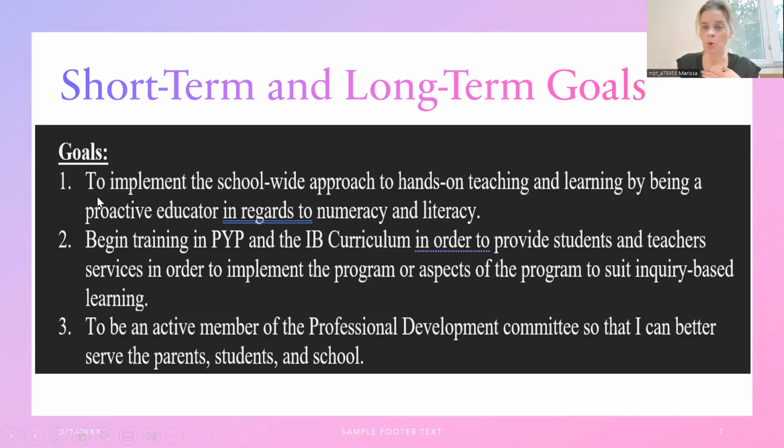All right, so my goal in 2016-17 was to implement the school-wide approach to hands-on teaching and learning by being a proactive educator in regards to numeracy and literacy. That's because I was teaching kindergarten 1. Begin training in the PYP and the IB curriculum in order to provide students and teachers services in order to implement the program or aspects of the program to suit inquiry-based learning. The reason I did this was because I was also involved in another project in Sohar and Oman, and they needed me to learn the PYP program.